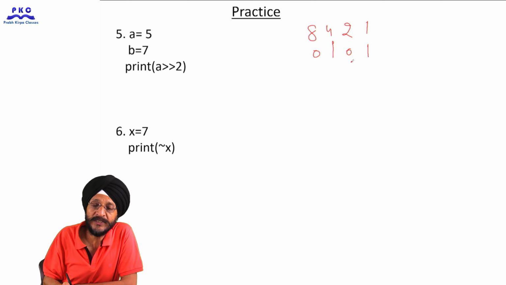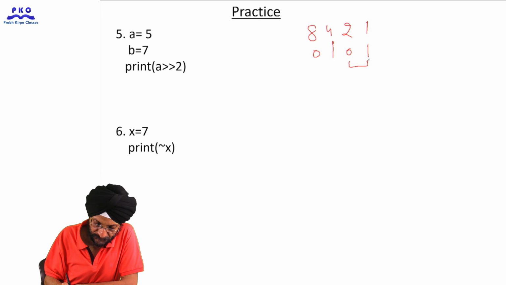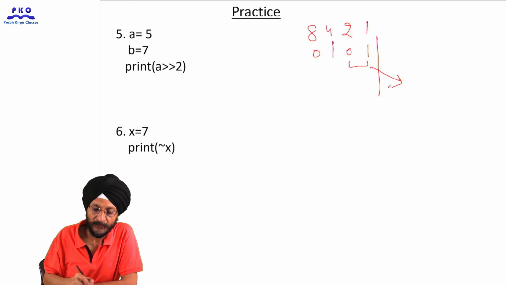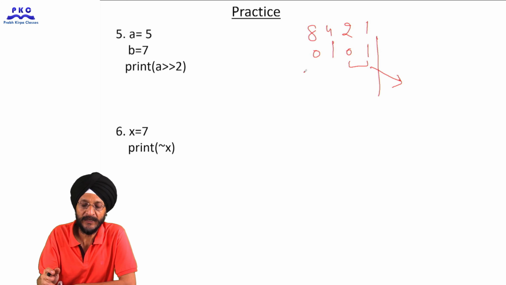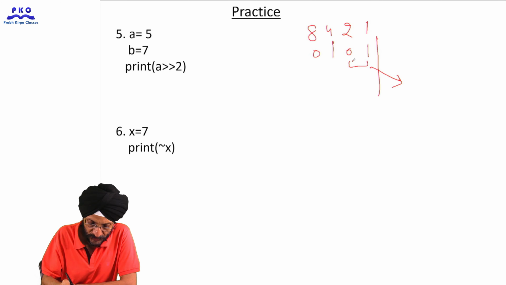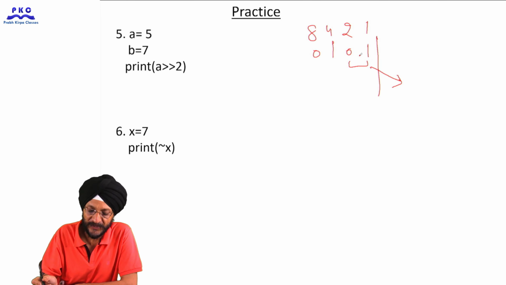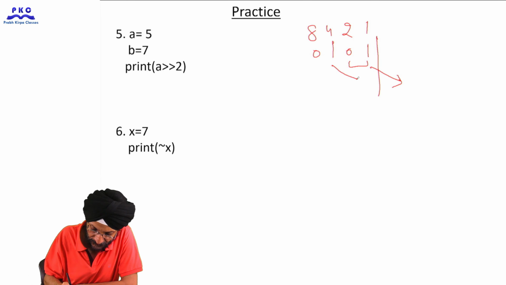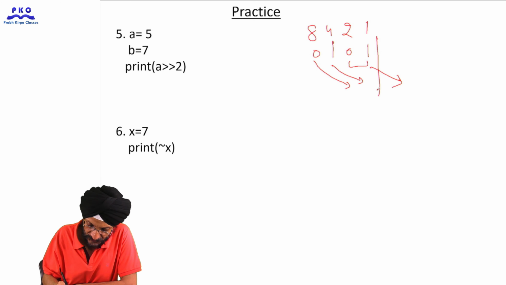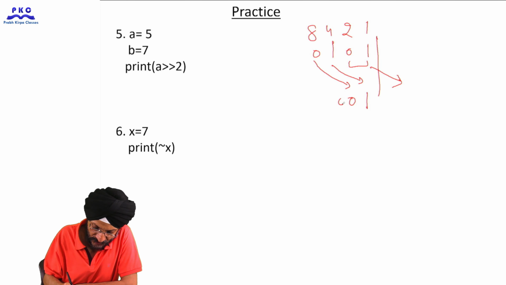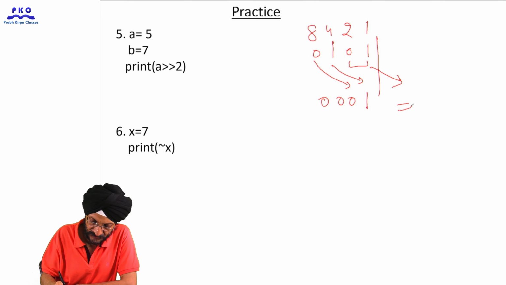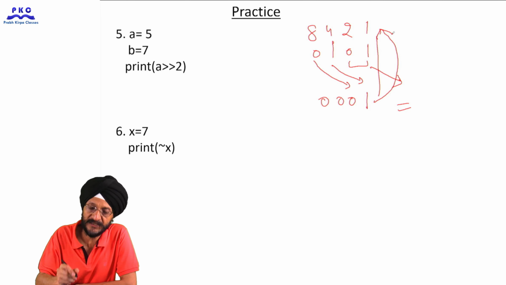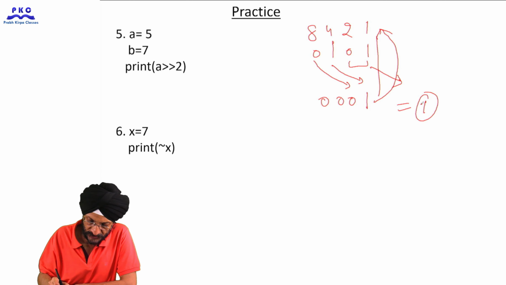Here we have to shift these 2 bits outside. Now we will be shifting all these bits to the right side. It means ultimately these 2 bits will have to be taken out. So it will come here. It will come here. So 1. This will be the final outcome. So what is the result? This one will represent this value and the output is 1.